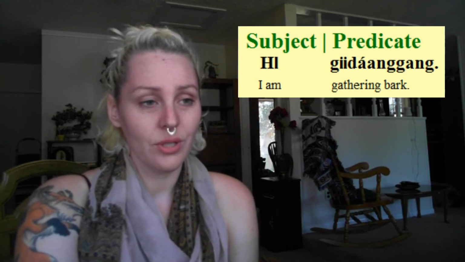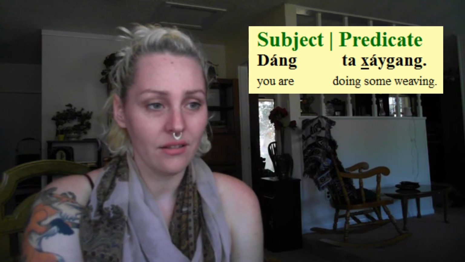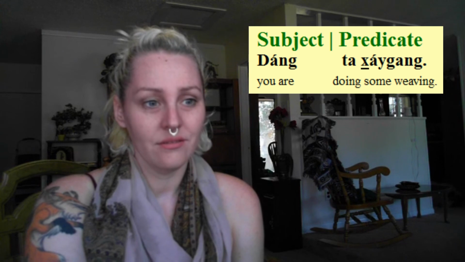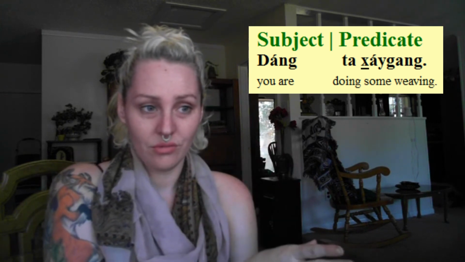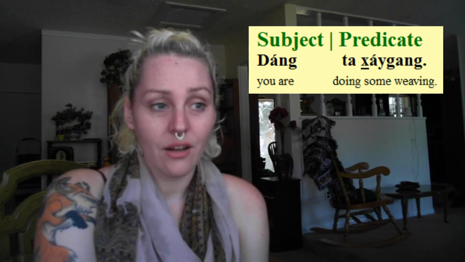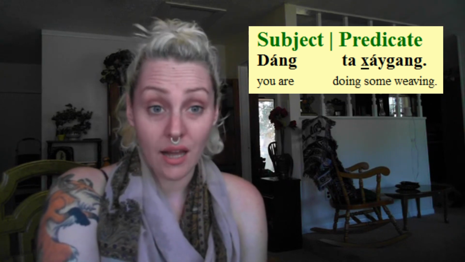Our first sentence is I am gathering bark. We say that like gidangang. I am gathering bark. You are doing some weaving. Dang tahegang. So, you are doing some weaving. The present tense is on the end. Gang, right? Right now. If we said dang tahegan, that would be past tense, right? You were weaving. But because it says gang, we are weaving right now.